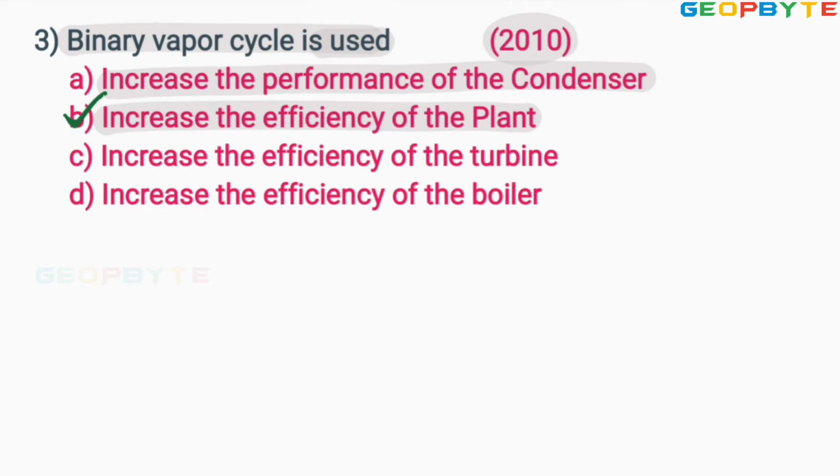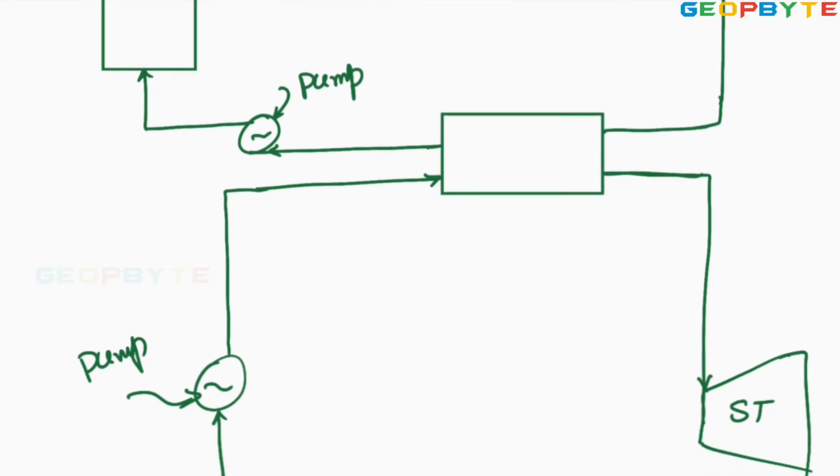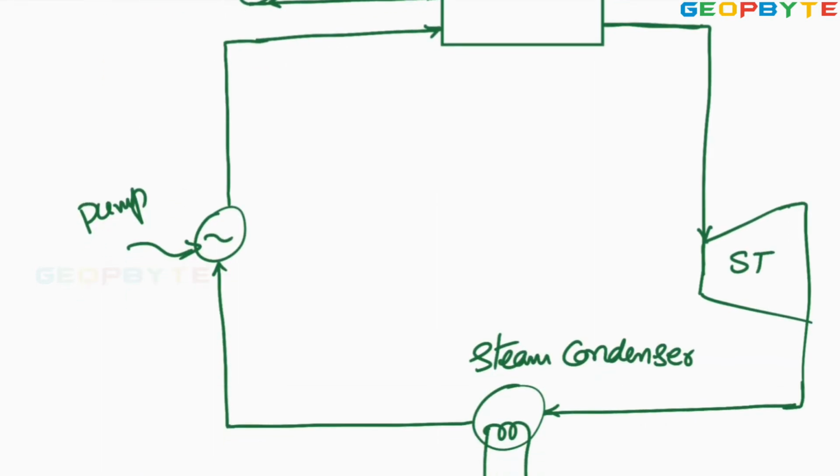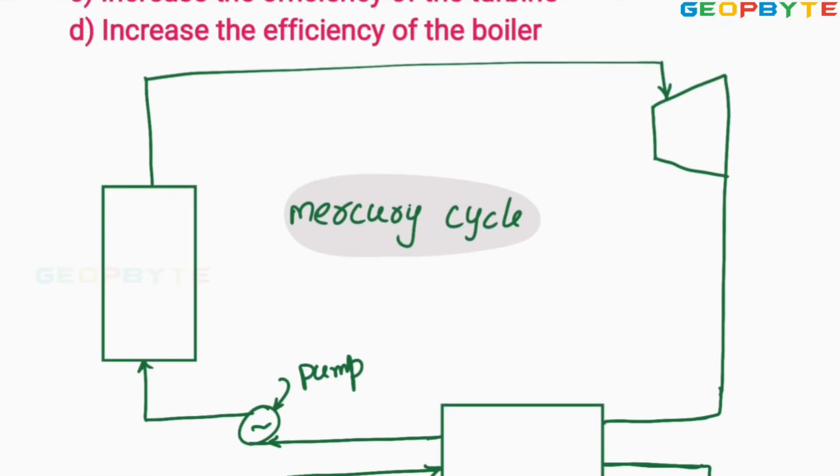It is like this. The binary vapor cycle is like this. It consists of two cycles. One is the mercury cycle, and the other one is the steam cycle. Steam is the material for the steam power plant and mercury is the material for the mercury power plant. It consists of a mercury boiler. This is the mercury boiler.